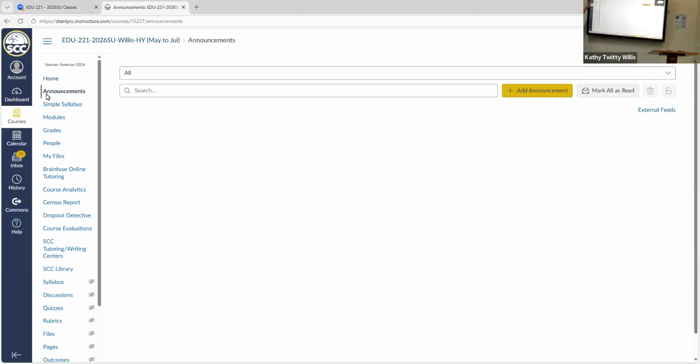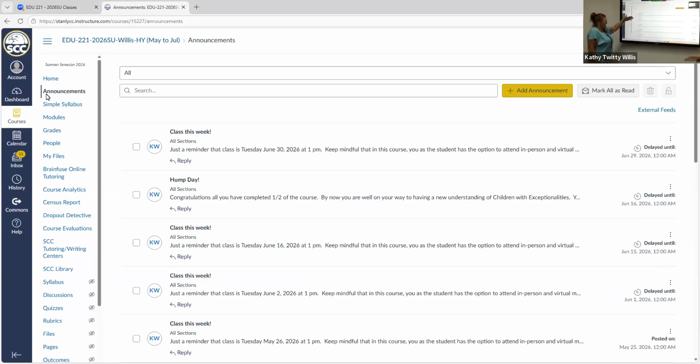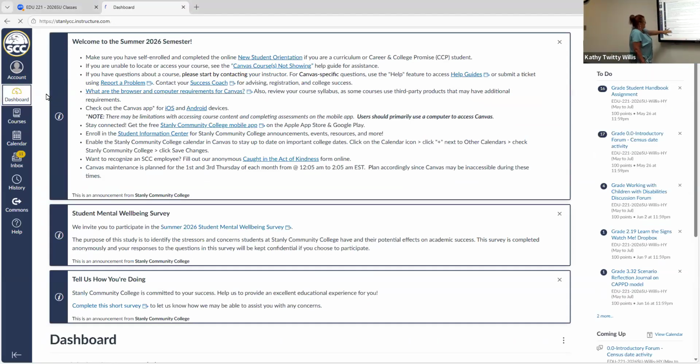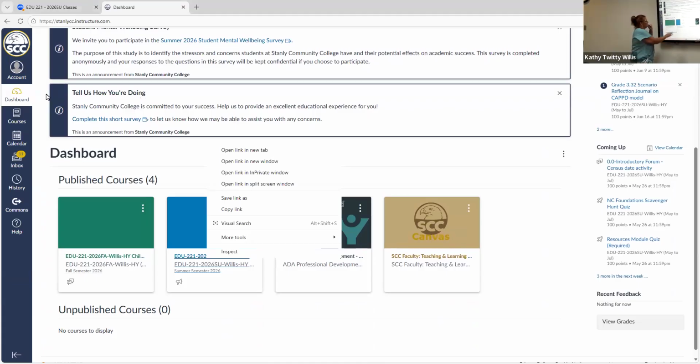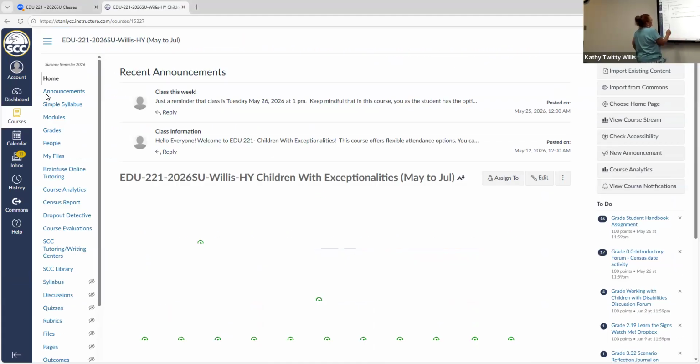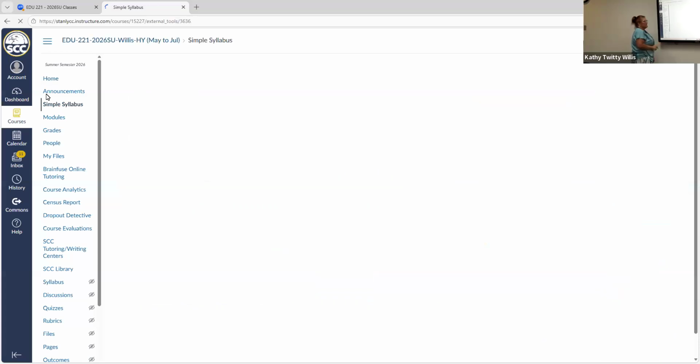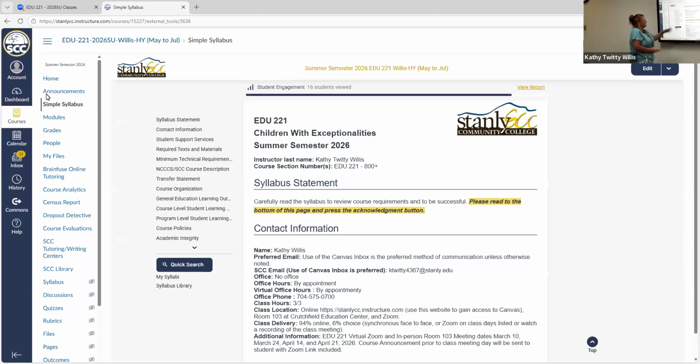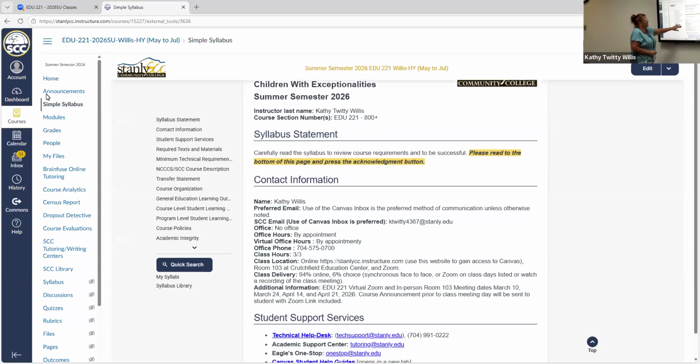Any announcements that I give you will be under announcements. And as you can see, they're all there ready for you to go through and take a peek at. Some will be released based on dates. And then, I'm going to go back into here. Your simple syllabus. I want you to review your syllabus. You actually have an assignment that goes over the syllabus, and hopefully this will give you all of the information that you need.